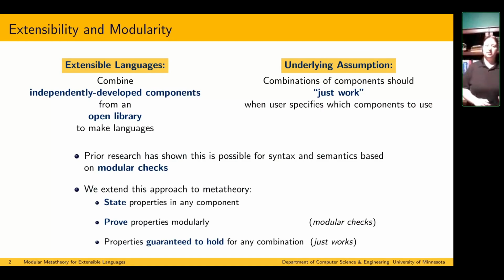So the components can state properties that they expect the combined language to have. Then they can prove those properties modularly, the modular checks for our approach. And then those properties are guaranteed to hold for any combination based on those modular proofs. That's where the just works comes into our approach. Before we discuss our modular metatheory framework, we need to look a little bit more at what our language extensibility framework is that we're proving properties about.